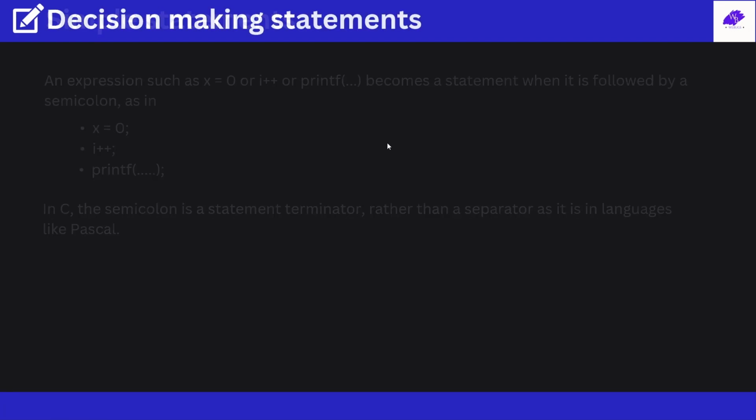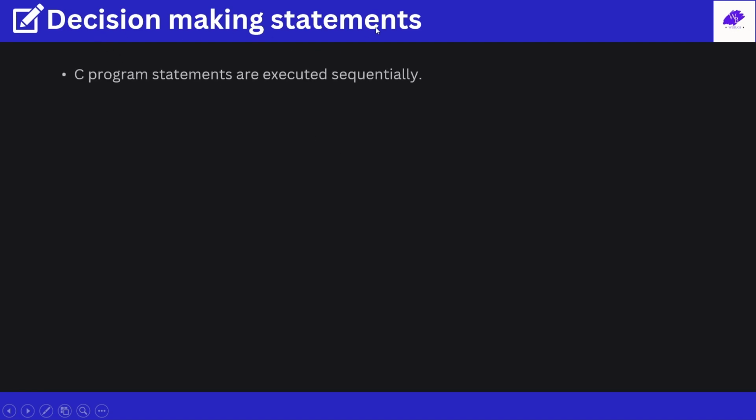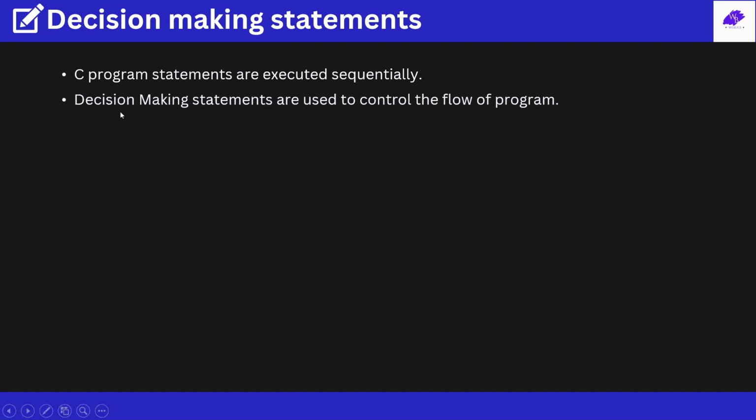So let's move further. What are decision making statements? C program statements are executed in sequence, which means in a proper order. Decision making statements are used to control the flow of a program. They control what steps are to be executed when a condition is satisfied, and if the condition is false, which steps are to be followed is decided by these decision making statements.